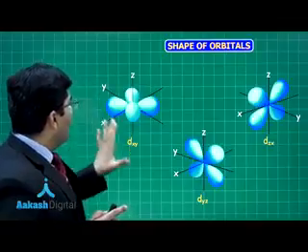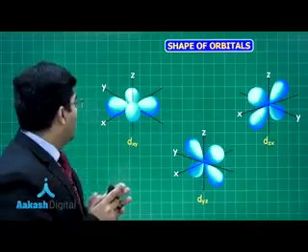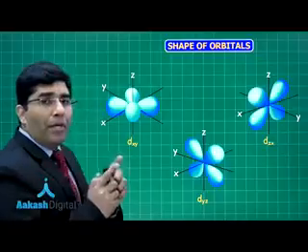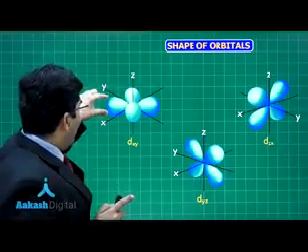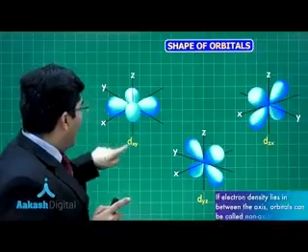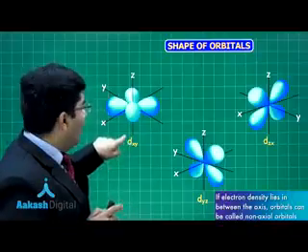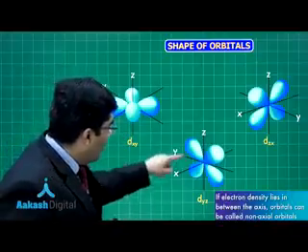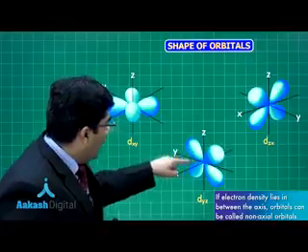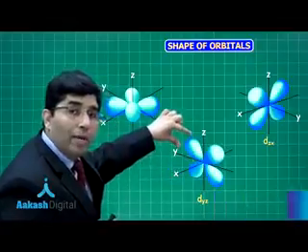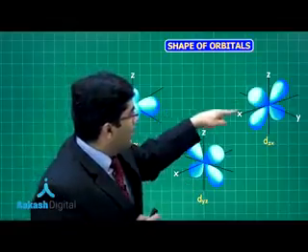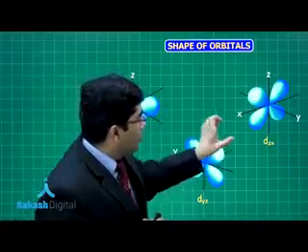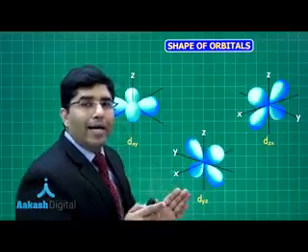Now there are 3 axes, x, y and z. Now you can see that the probability of finding the electron is in between x and y. So the name of this orbital is dxy. Here it is in between y and z. So the name is dyz. And here it is in between z and x. So the name is dzx.